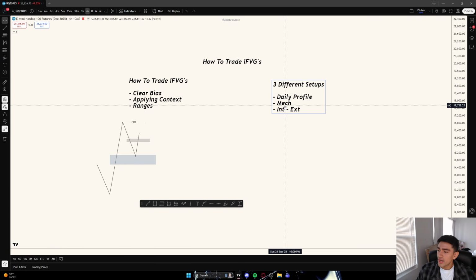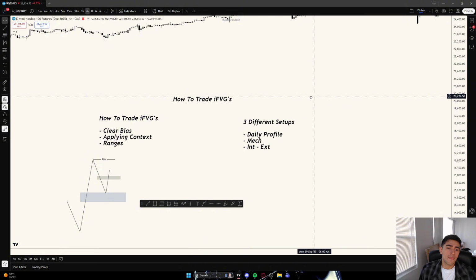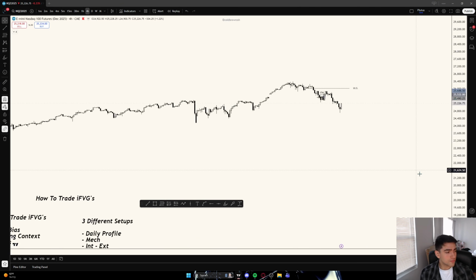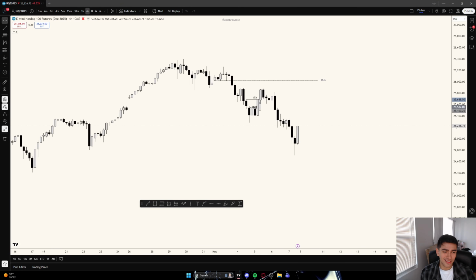Now, what is the second version you can target this? You're going to look at MEC, right? Which is a mechanical trade. Now, how can we trade MEC? Well, let's take another look at this.